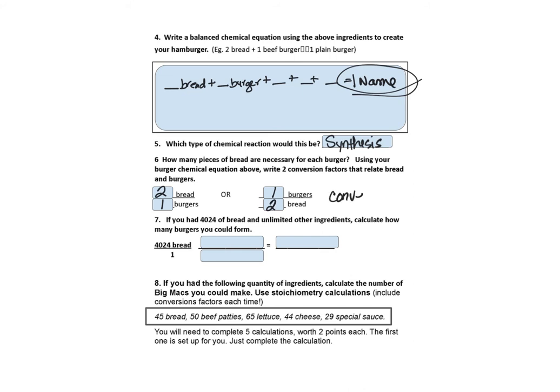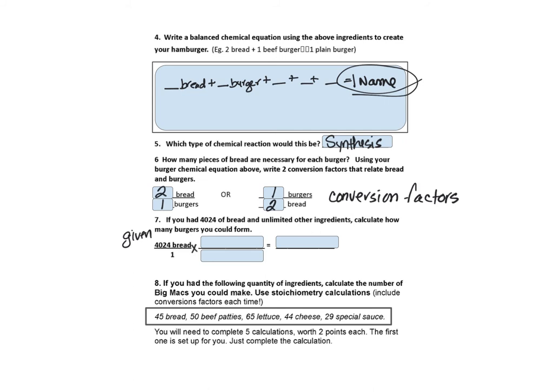These are what we call conversion factors. So let's say if I had 4,024 pieces of bread and unlimited amount of other ingredients, how many burgers could I form? Okay, so this is my given. This is what I have to begin with. I have 4,024 pieces of bread.